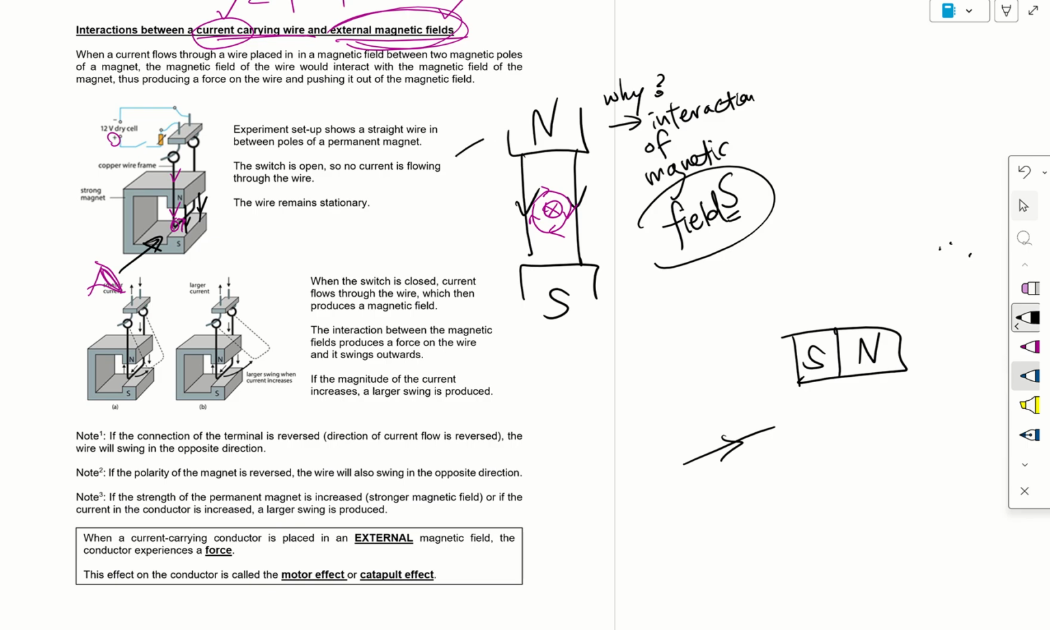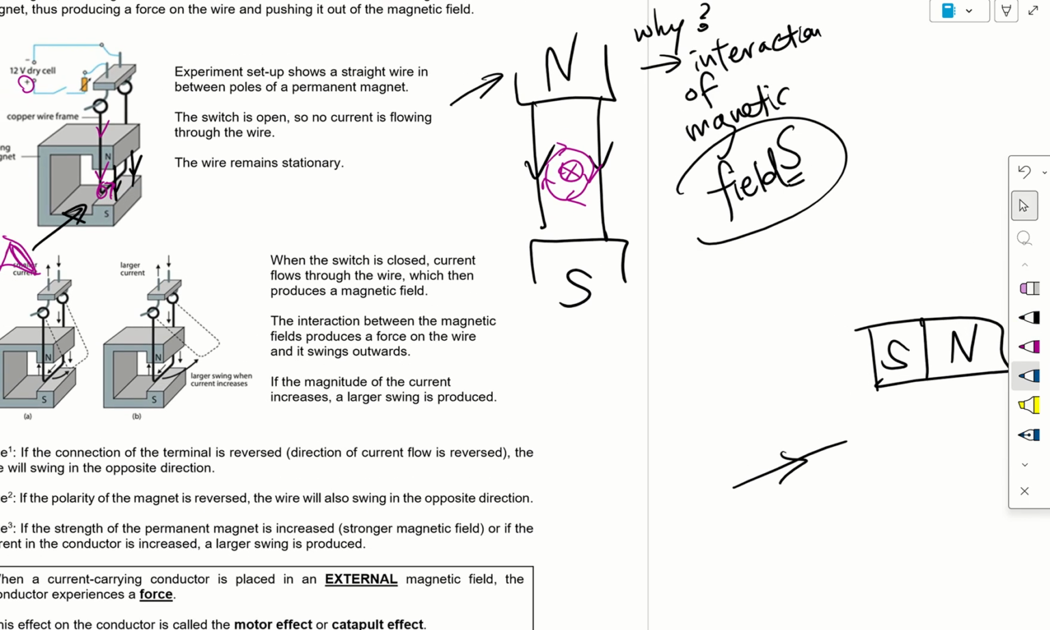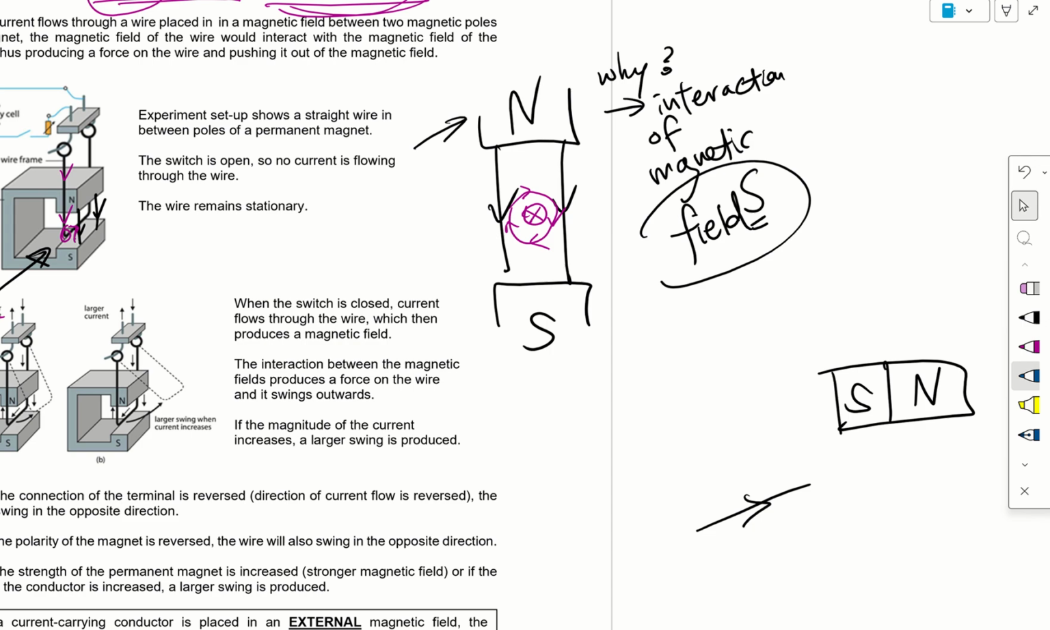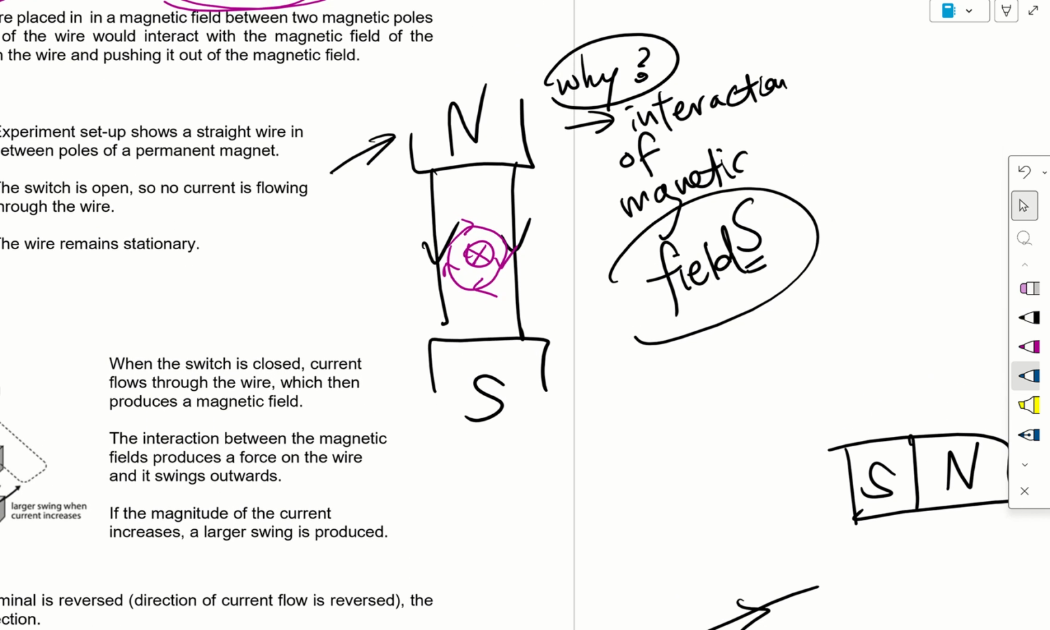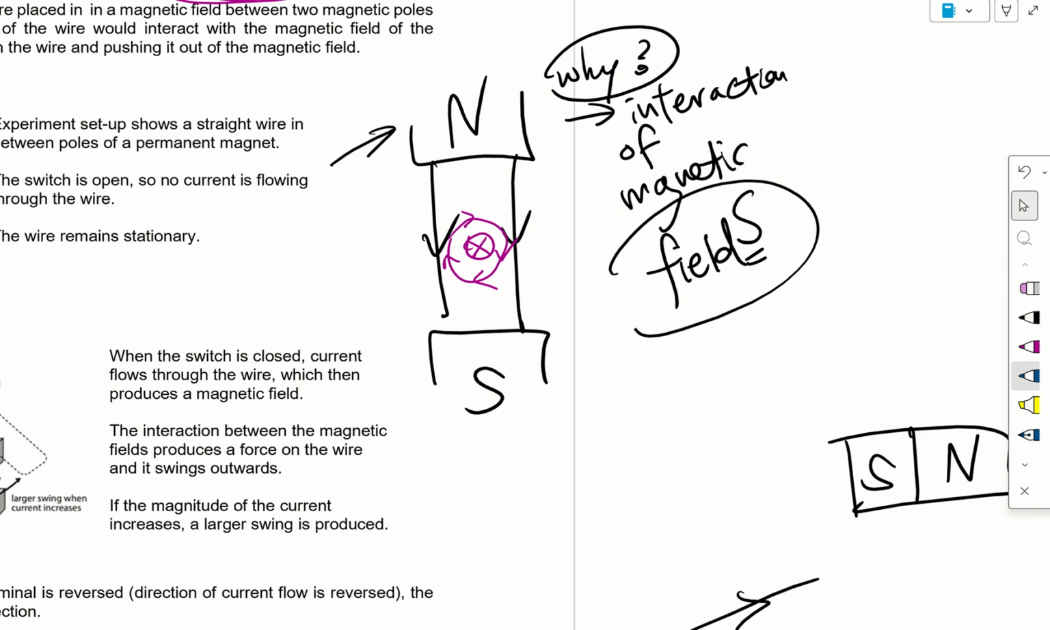However, in this example, we have a current carrying conductor placed in an external magnet. Okay, so both of these will produce magnetic fields, which will then interact and produce a force. Okay, so why is there a force? Because of the interaction of the magnetic fields. Now we can use the interaction of the magnetic fields to predict the direction of the force. Okay, so let's say the magnet is very heavy and it doesn't move, right? So the wire can actually move.